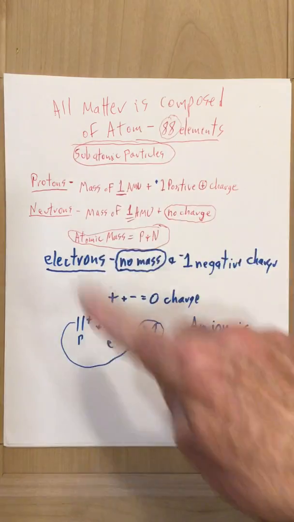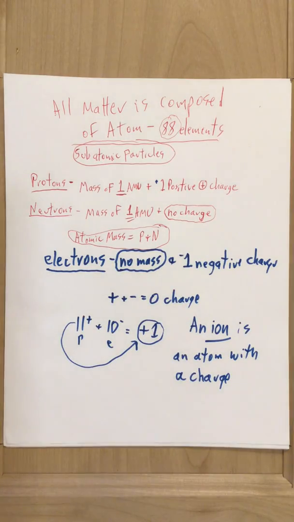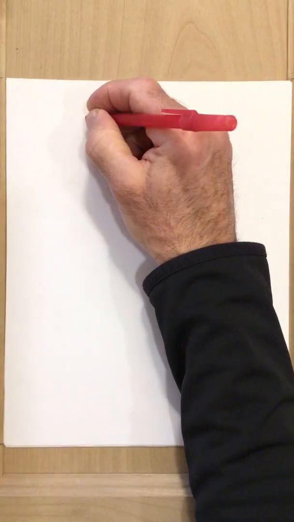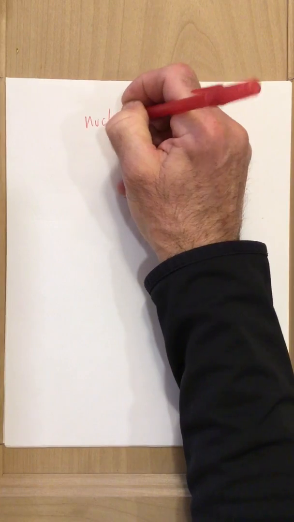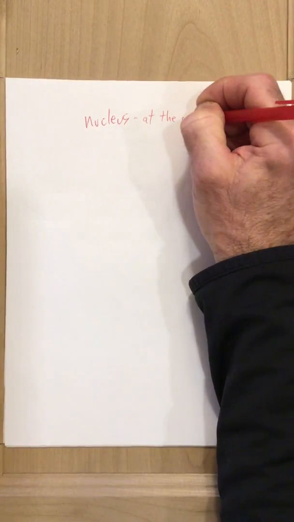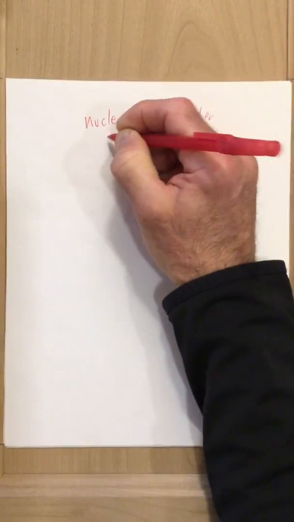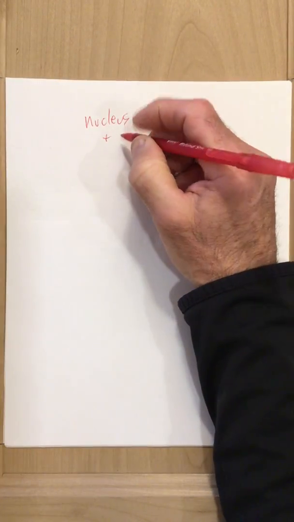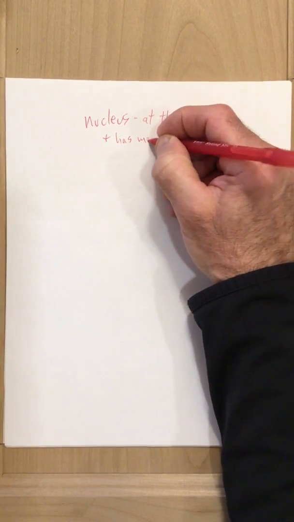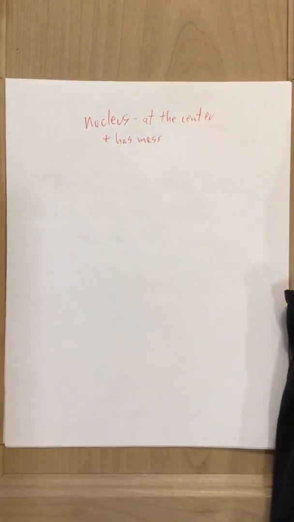So these are the particles. These are their properties, their characteristics, and now we're going to talk about how they go together. Okay? So first of all, let's talk about the nucleus of the atom. The nucleus of the atom is at the very center of the atom, and it's the only place that it has mass. All of the massive particles are in the middle.